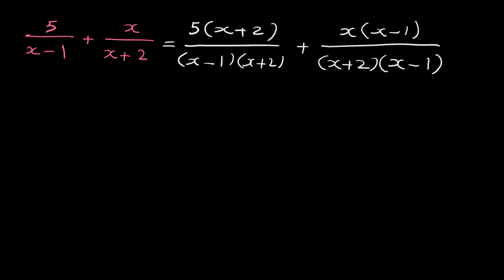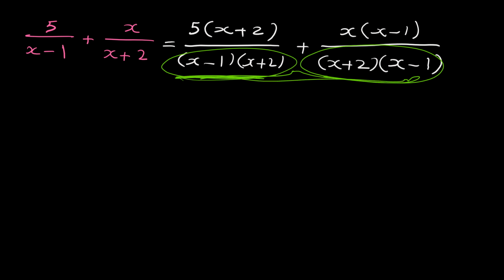And for the other fraction, we multiply numerator and denominator by x minus 1, and multiplying by this doesn't change the value of the original fraction. Now if you pay attention, the denominators are exactly the same. Please pay attention. This denominator is this denominator.